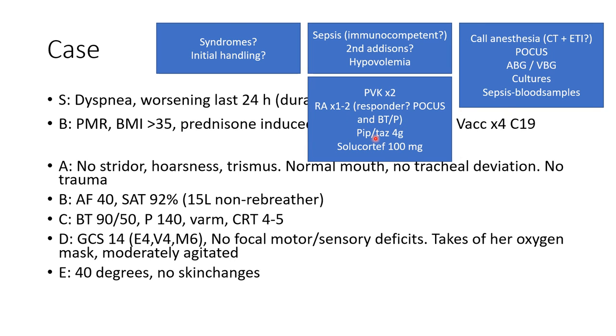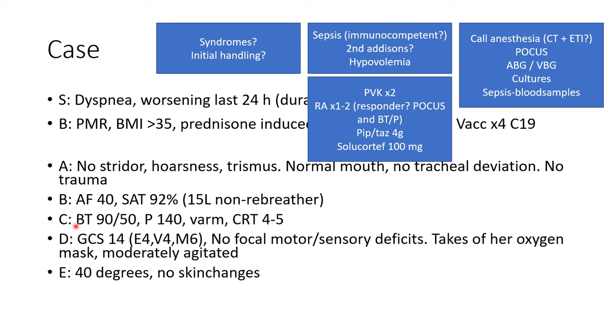You will probably straight away give her broad spectrum antibiotics. I've just written piperacillin-tazobactam here, but you might give even broader, depending on how much you think the immunocompromise plays in, where you think the focus is, and whether she's been infected before and had cultures with strange bacteria. But right away, we usually just give this or something similar. And then in this case I'll probably give her Solu-Cortef because of her high prednisone dose, just to cover the potential Addison's.